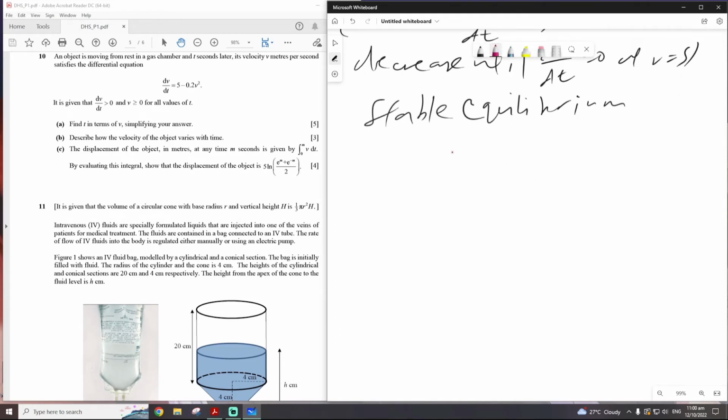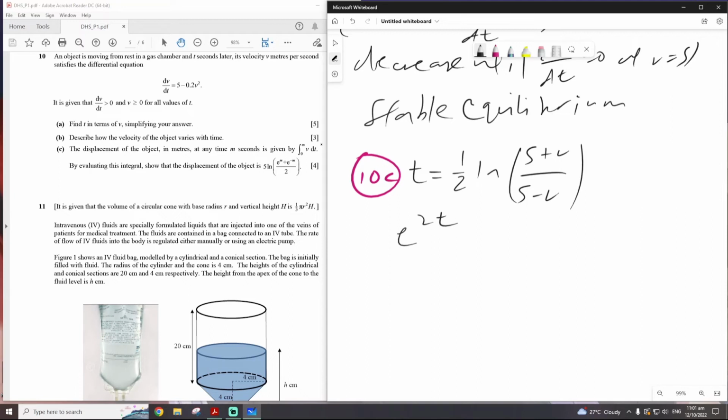10 part C, okay, integrate 0 to m of v dt. So of course we need to find an expression for v in terms of t now. We have t in terms of v, which is the other way around. So let's start by writing the equation again. t equals to half ln of 5 plus v over 5 minus v, right? We'll start by raising e to the power of 2t equals to 5 plus v divided by 5 minus v, which is minus 1 plus 10 over 5 minus v.